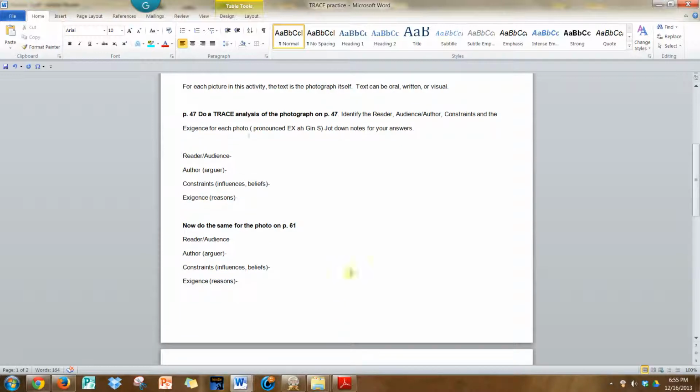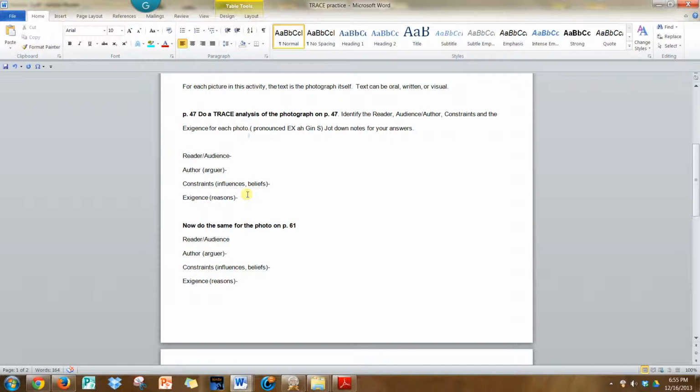On this sheet, you're going to analyze who is the reader, the audience, or the author, any constraints, and the exigence for each photo. You jot down your notes. These answers do not have to be in complete sentences. You also may use your buddy to come up with possible answers, but everyone will turn in their own work here. When you're finished with this work, if you type it out, you could upload it to NGrade. If you choose to write it out, which is not what I prefer you do, you can hand it in the folder.